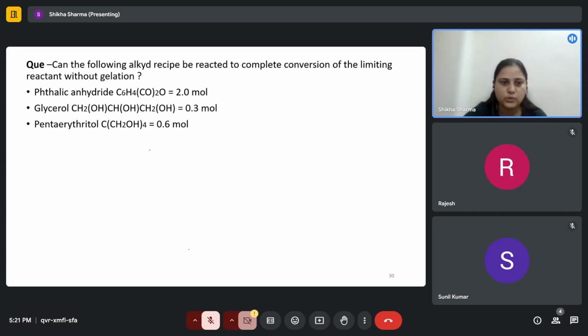And with complete conversion, the phthalic anhydride is having 2 moles, glycerol is having 0.3 moles, and pentaerythritol is having 0.6 moles, right? So these three have these moles. If it will react, will the complete reaction take place, or will it form a gel before that? The question is asking whether the gel will form or not before the complete reaction.